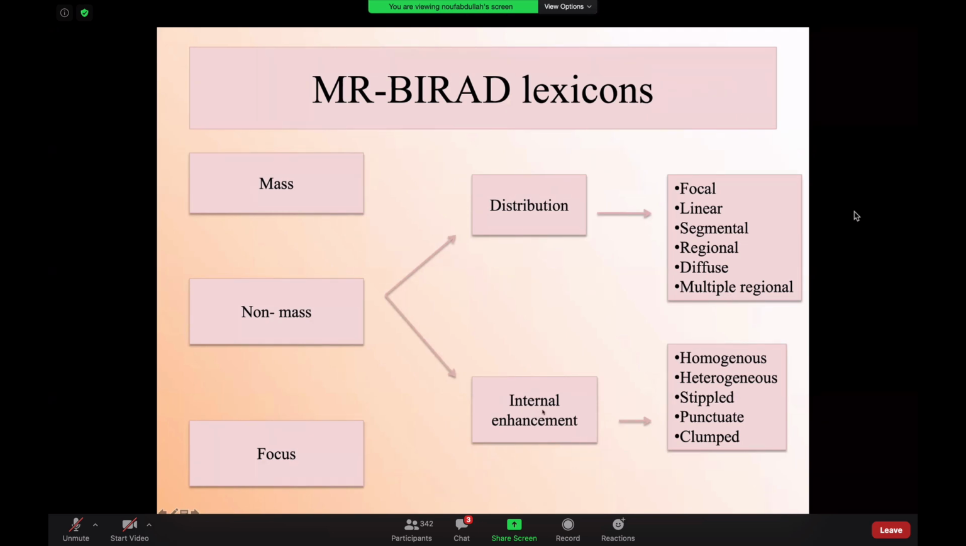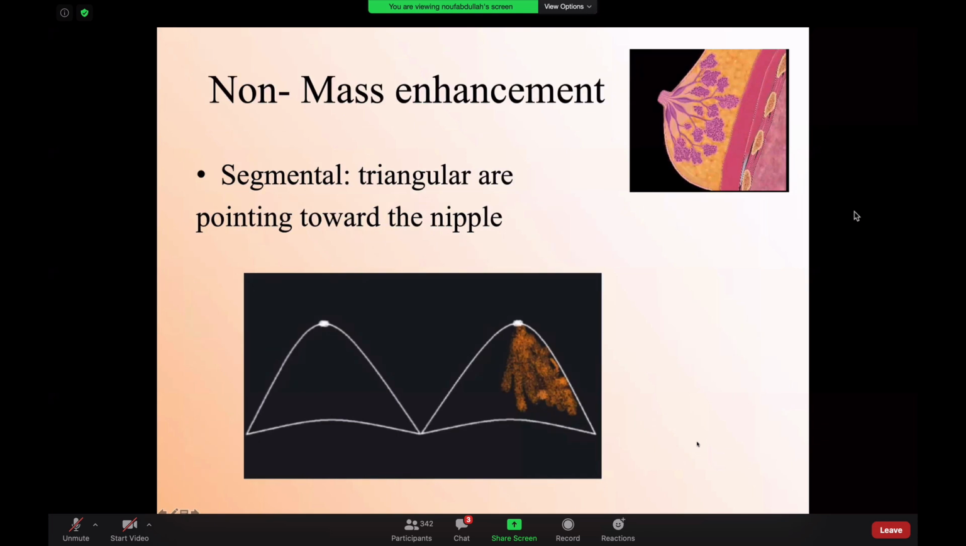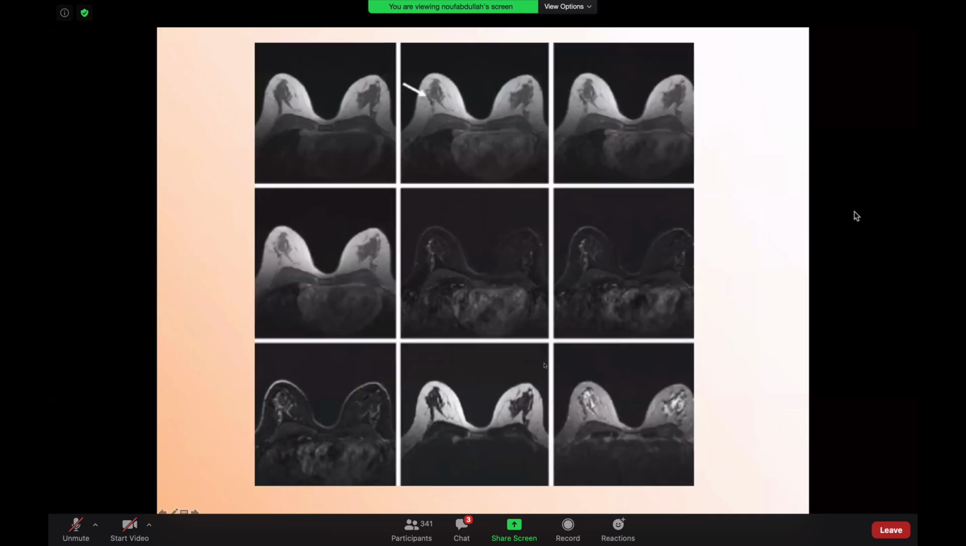Internal enhancement, again, it could be helpful. Homogeneous enhancement is usually benign. Heterogeneous enhancement, suspicious. Stippled, suspicious. Clumped, suspicious. And this is just an example. If you have a breast with a segmental area of non-mass-like enhancement, this is BI-RADS 4. It has to be biopsied.